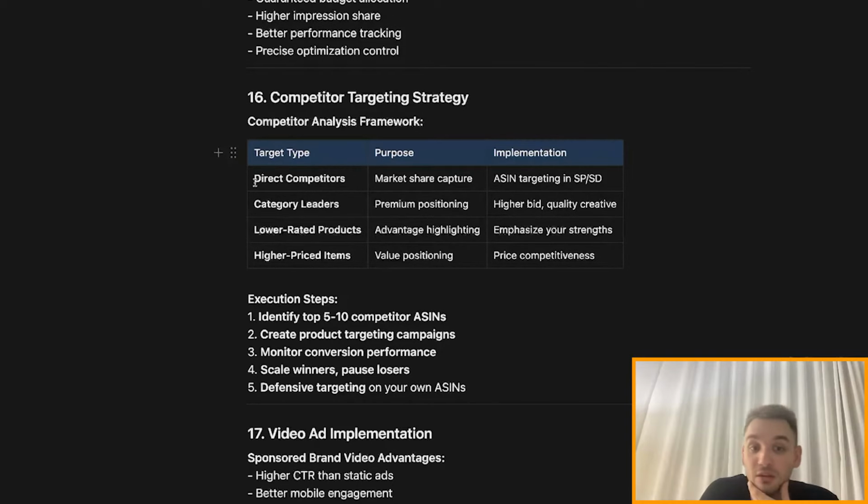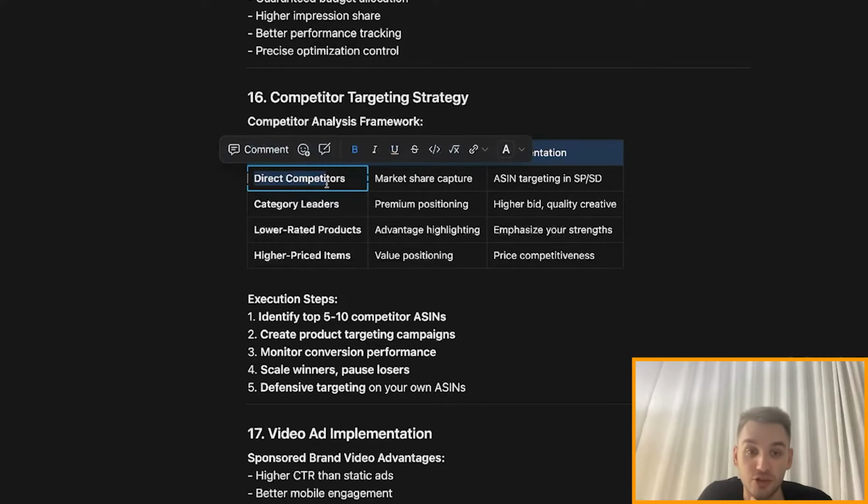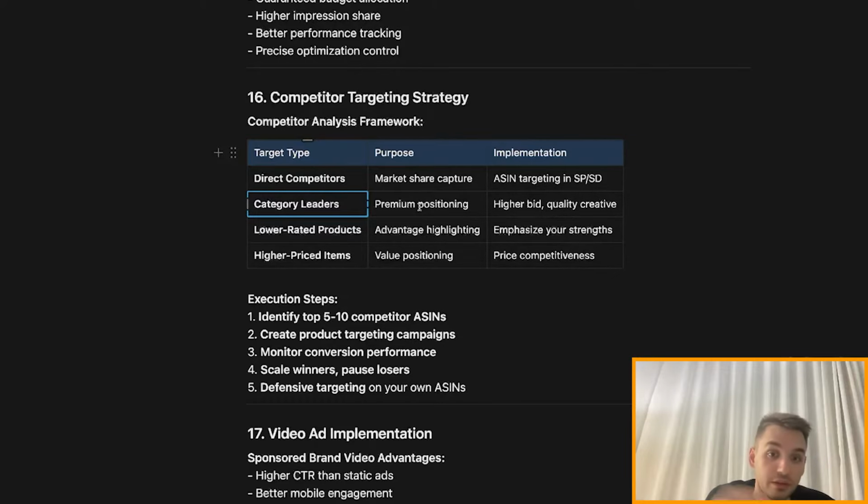You could be targeting direct competitors to capture their market share. You could also target category leaders with higher bids just to be on the radar in the niche, or lower rated products and any new products in the niche. You could easily set these filters in your Amazon advertising manager.